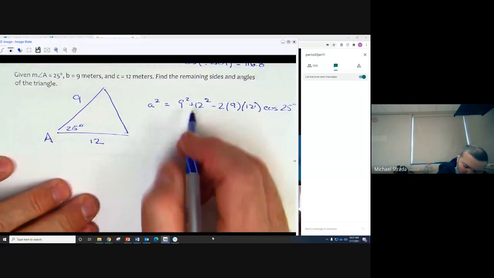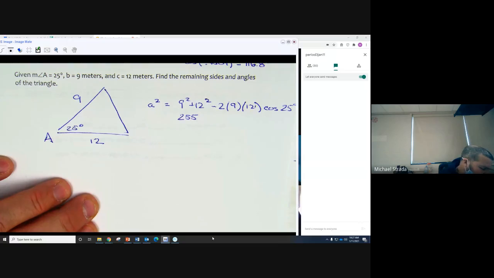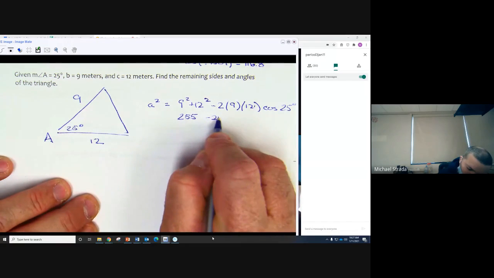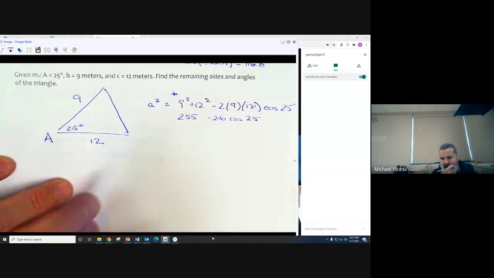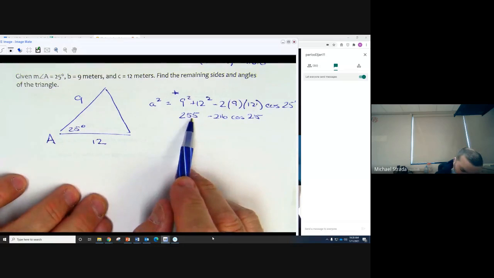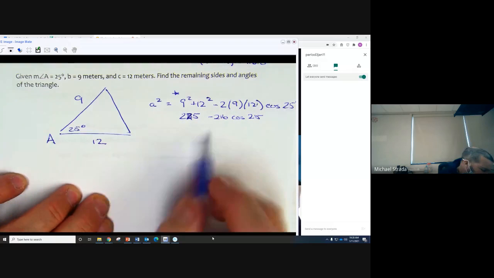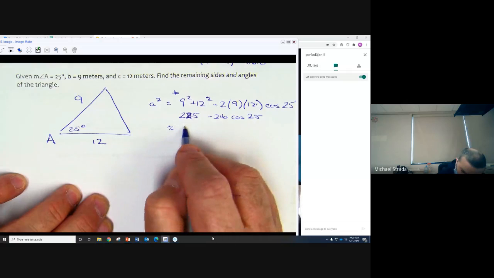9 squared is 81, 12 squared is 144. Put them together, you got 225. 9 times 12 is 108. Double that, you get 216. Cosine 25. Ladies and gentlemen, that's the only thing I need to see when showing work. All right, the rest is up to you. When I do 225, sorry, should be a 225 minus 216 cosine 25, I get approximately 29.23.